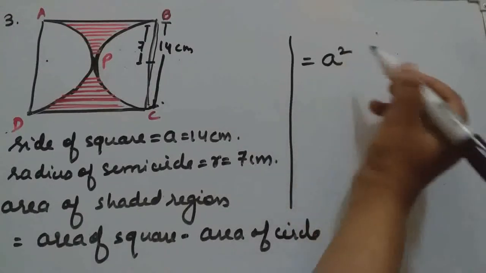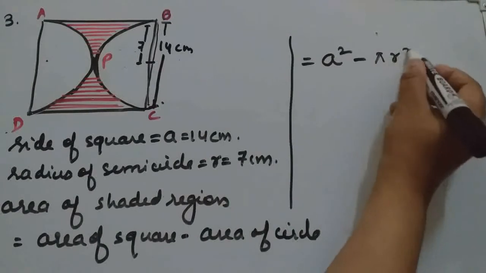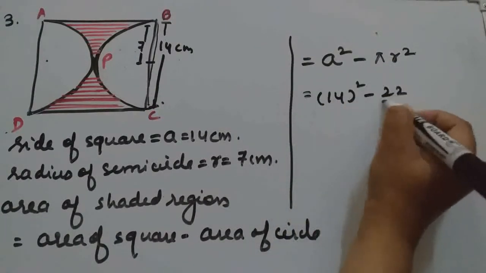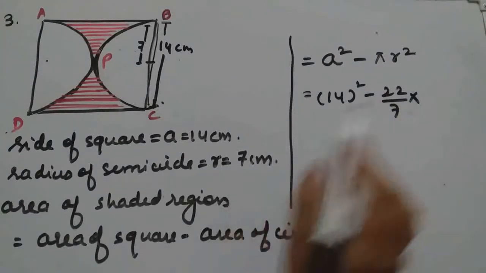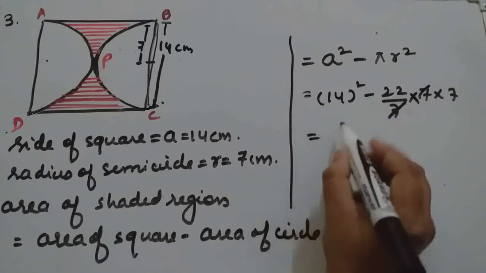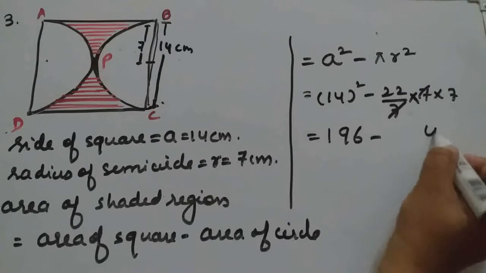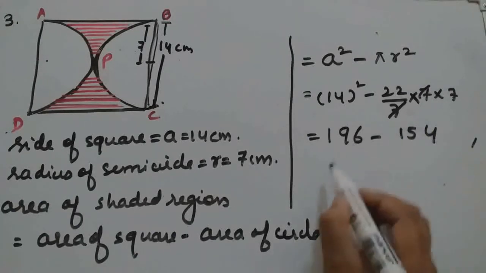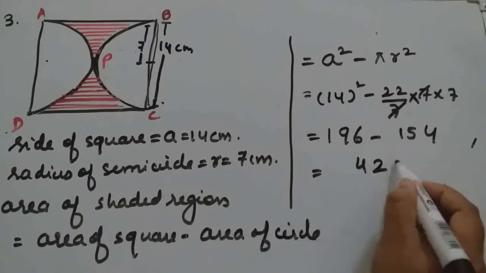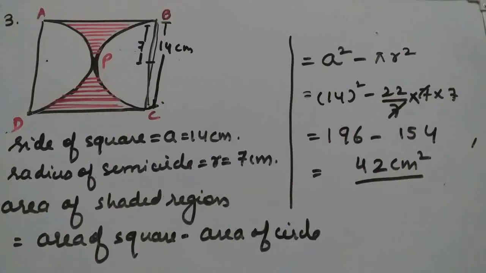Side is a, so a square we can write. Then area of circle means pi r square. So a square means 14 square. r is 7 into 7. So 1 7 will go. 14 square means 196. And 22 into 7 means 154. So the answer will be, this will give 42 centimeter square is the area of the shaded region.